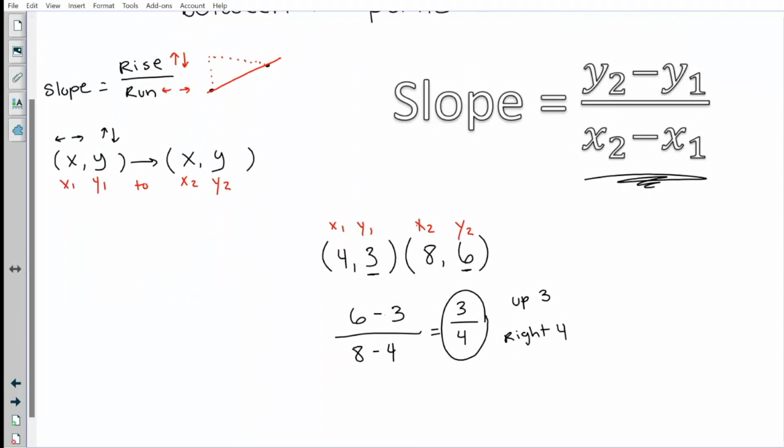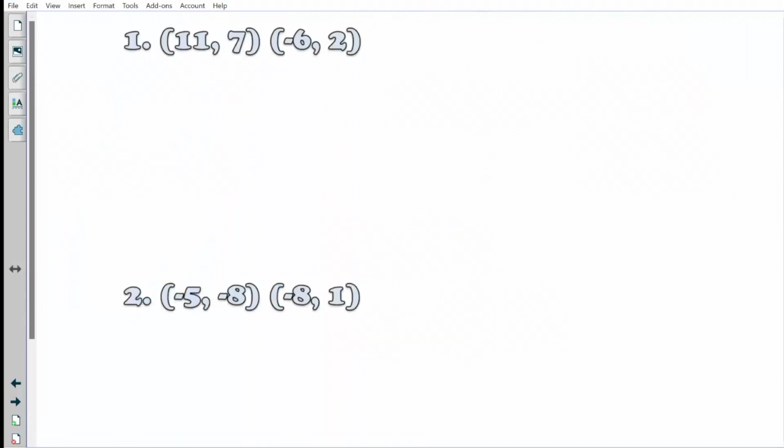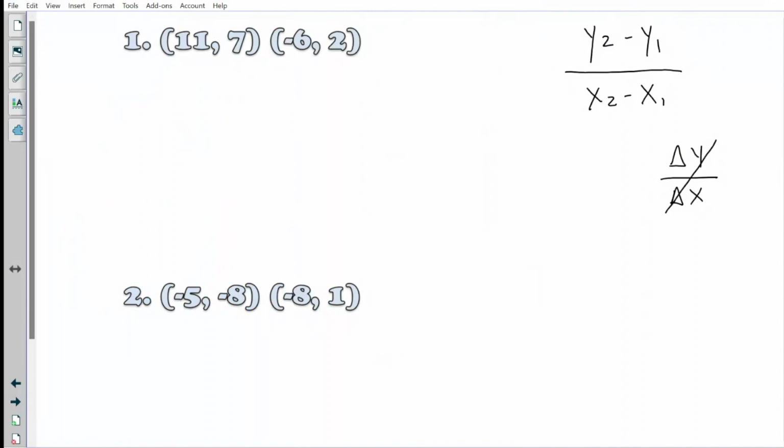Now, I have a few more examples here we can go over. So I'm going to write my formula down over here. That way I have it. y2 minus y1 over x2 minus x1. Now, you could also see this written as delta y over delta x, the change in y divided by the change in x. But I don't normally like to use that. You can if you want, but I prefer the formula. It tells me exactly what I need to plug in and what.